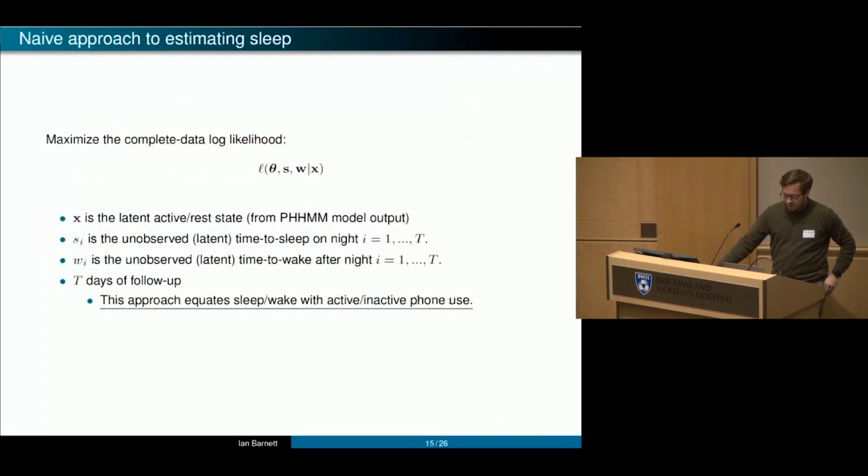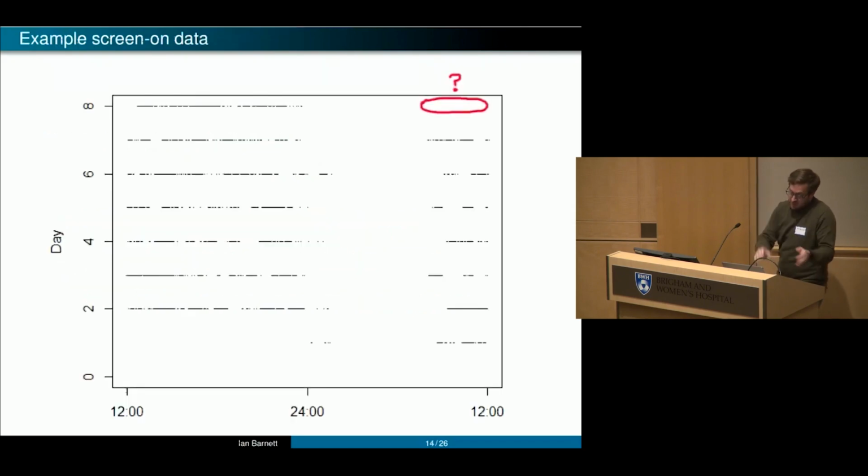So if we were to take that naive approach, another way of thinking about it is if you just, say, maximize the likelihood over your data, where S_i is the unobserved latent time to sleep on night i, W_i is the unobserved latent time to wake after that night, and if you have T days of data for a person, this is also an N of 1 model. And then X, this is just the input from that PH-HMM model from before. So these are our latent states for each hour of the day. So if we just had some likelihood and we maximized that, that would kind of correspond to this naive approach. We're just letting the data tell us when you're awake or when you're asleep with no extra information. And so it should recover what the data is showing us, right? X is kind of telling us when you're active and inactive on your phone.